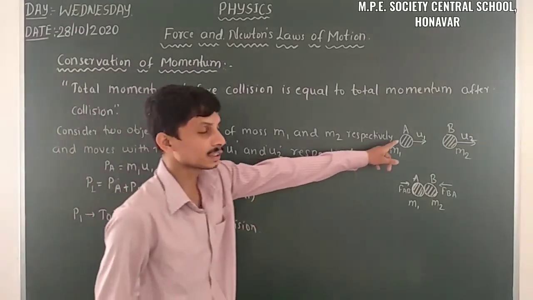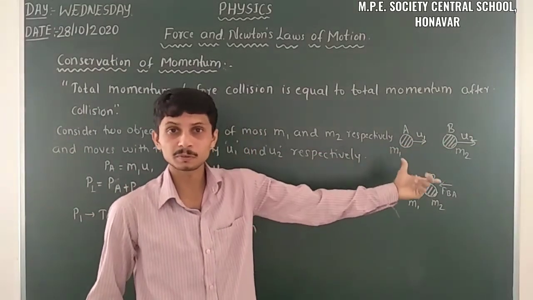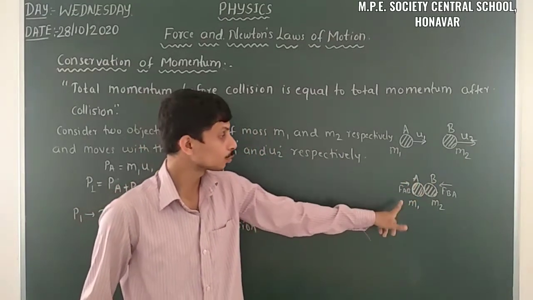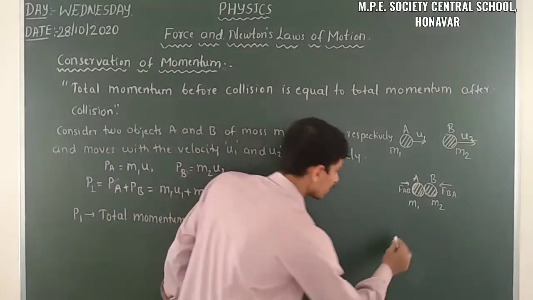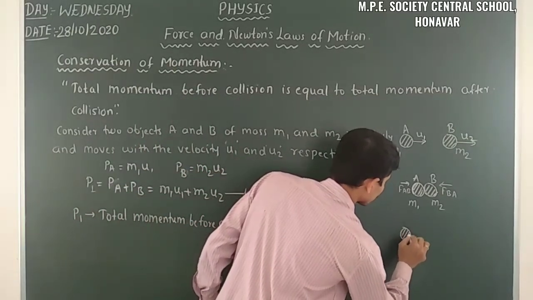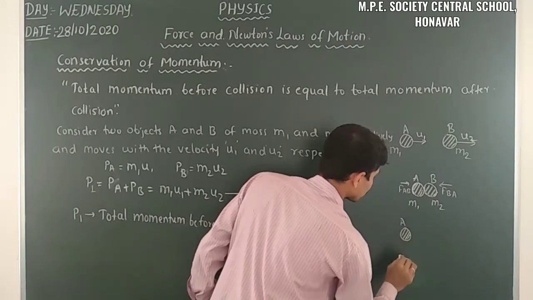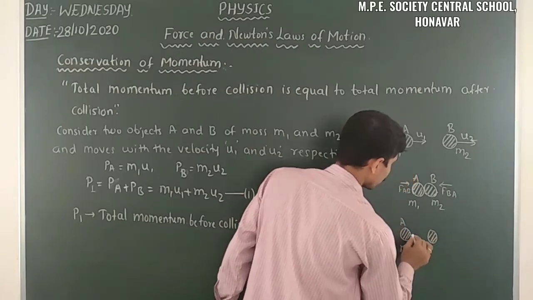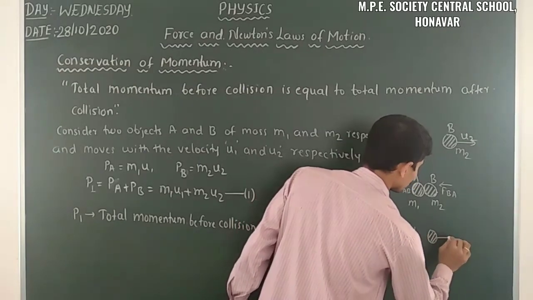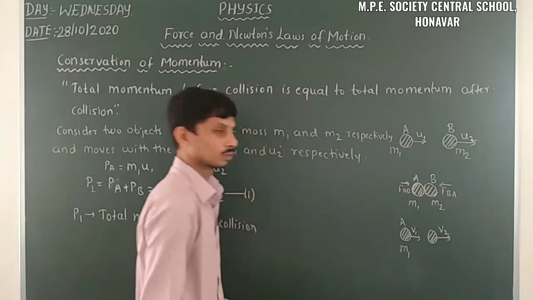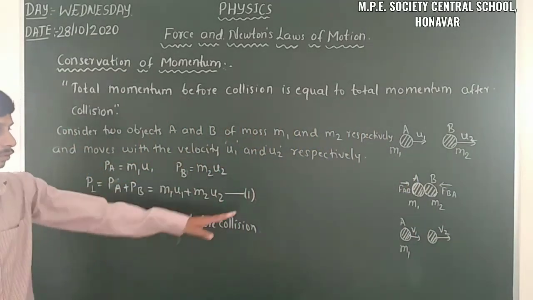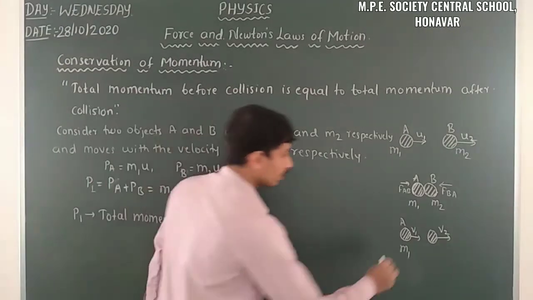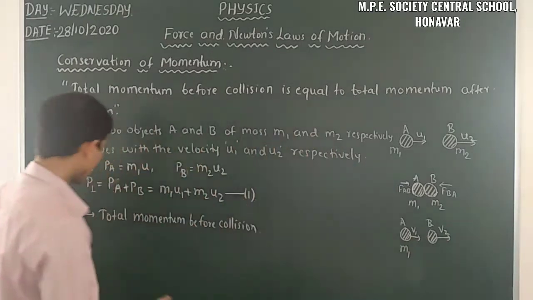So here, in the first case, the two bodies are moving with different velocities. Here the collision takes place. After collision, the two bodies are moving with different velocities. Here the body A has mass m1, and the second body B has mass m2. After collision, body A moves with velocity v1 and body B moves with velocity v2.